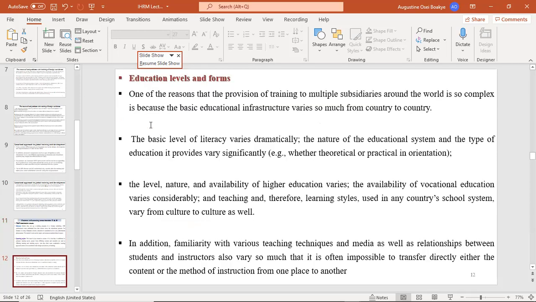The fourth factor is educational levels and forms. One of the reasons that the provision of training to multiple subsidiaries around the world is so complex is because the basic educational infrastructure varies so much from one country to the other.